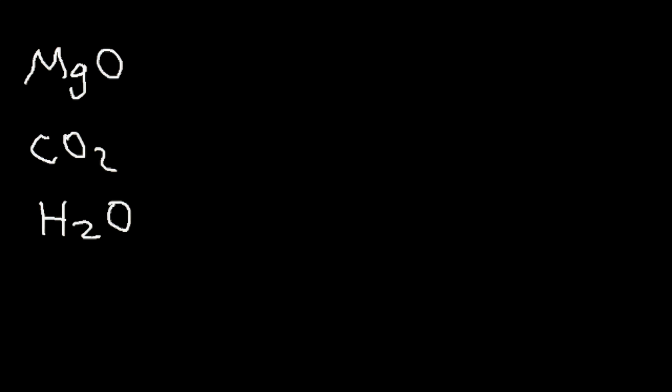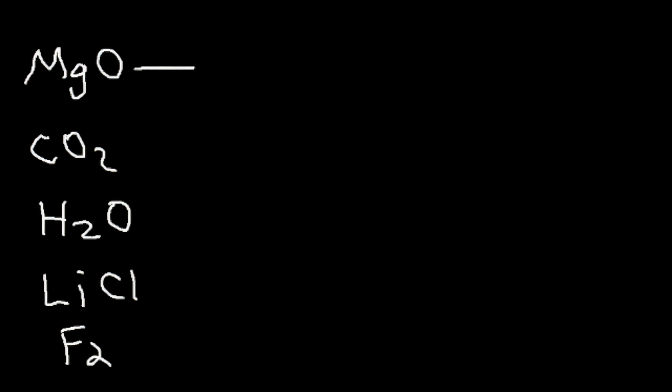Now it's time to take a mini quiz. Let's see if you remember what you've learned so far. Classify the following compounds as ionic or covalent. Feel free to pause the video as you work out these examples.